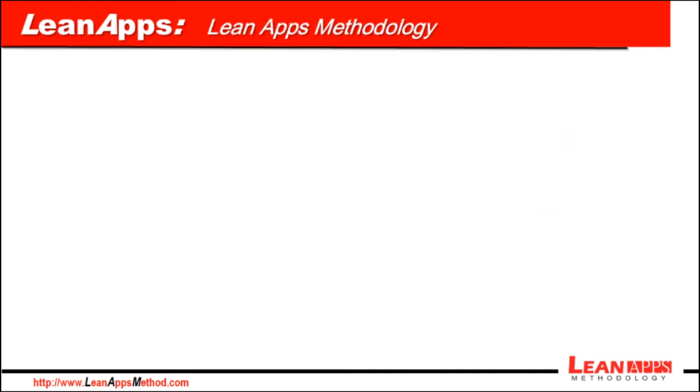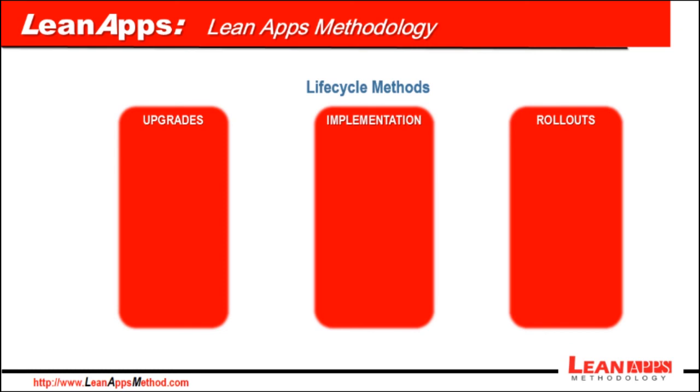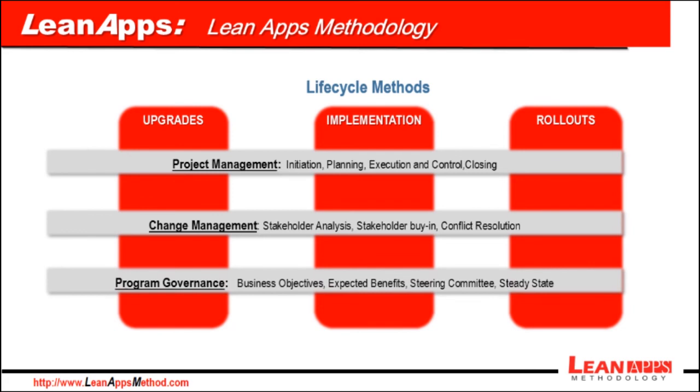LeanApps method focuses only on Oracle EBS, and it also covers different life cycles like upgrades, implementation, and rollouts, which are implementations with high focus on change management and a few extra tips. LeanApps method also includes project management, change management, and program governance approaches.